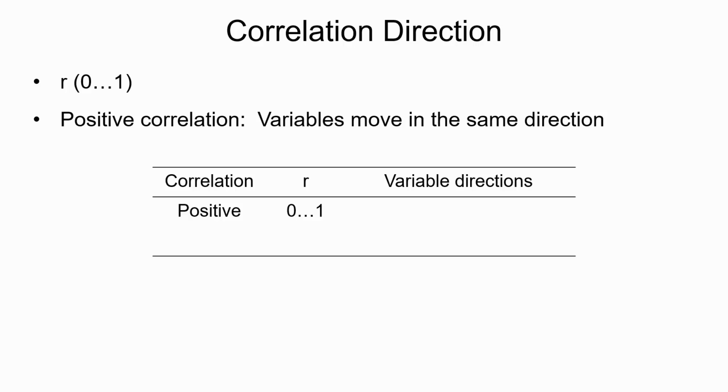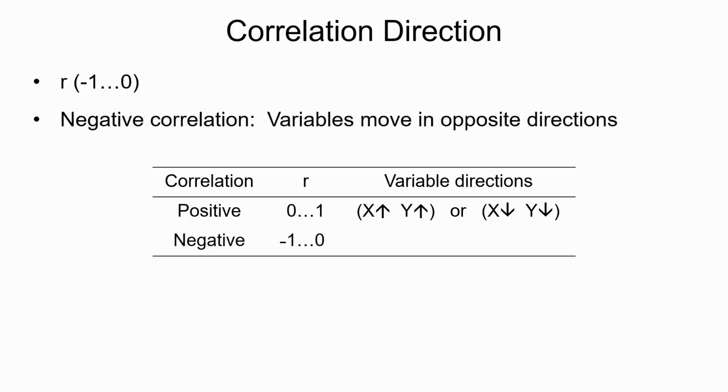Positive correlations occur when the variables move in the same direction. When x goes up, y goes up, or when x goes down, y goes down. Negative correlations occur when the variables move in opposite directions. When x goes up, y goes down, or when x goes down, y goes up.